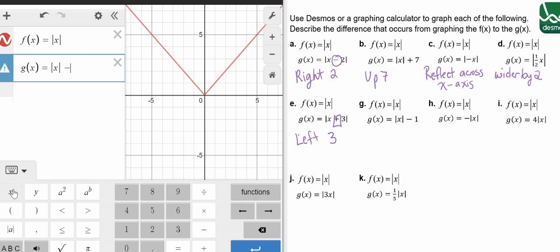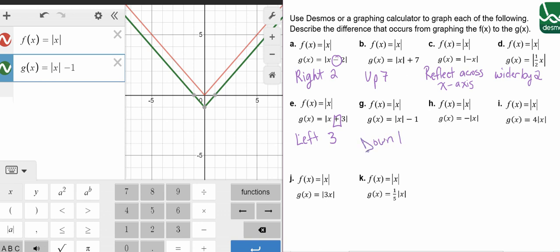So my question to you is, which direction do you think this is going to go? Because it looks an awful lot like letter B. Did you say down? You were right. It moved down 1 unit. So we'll write down 1. Let's make that look like a D. There we go. Down 1 unit.